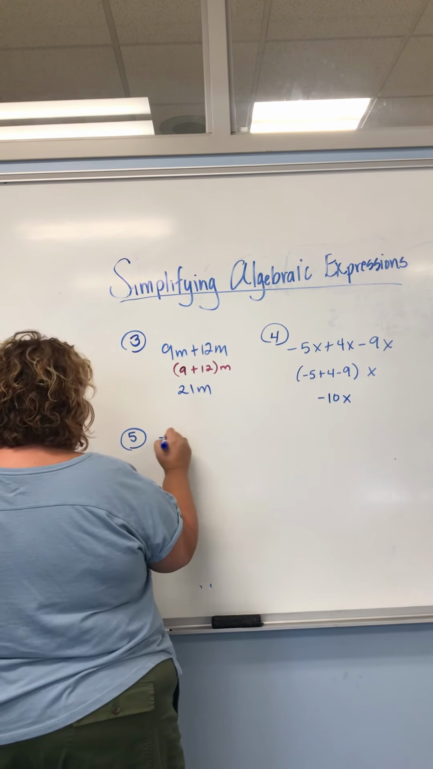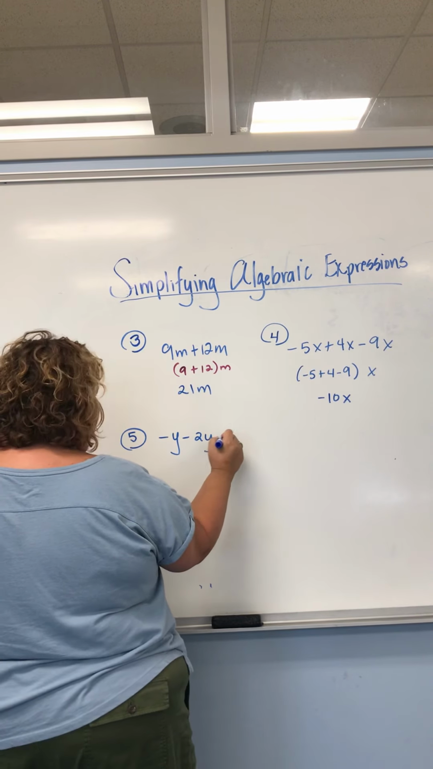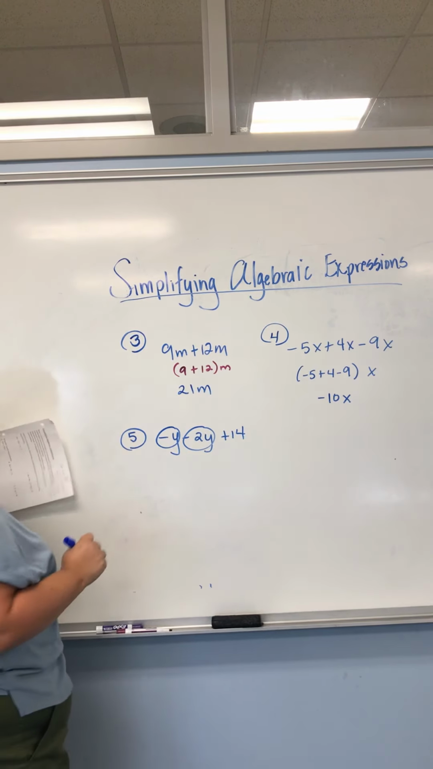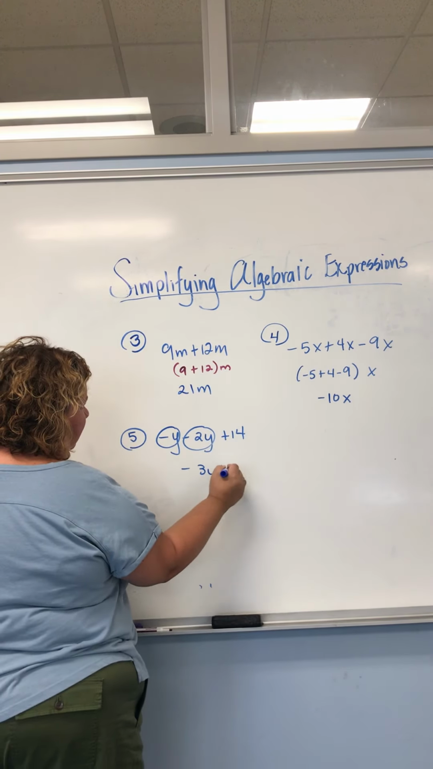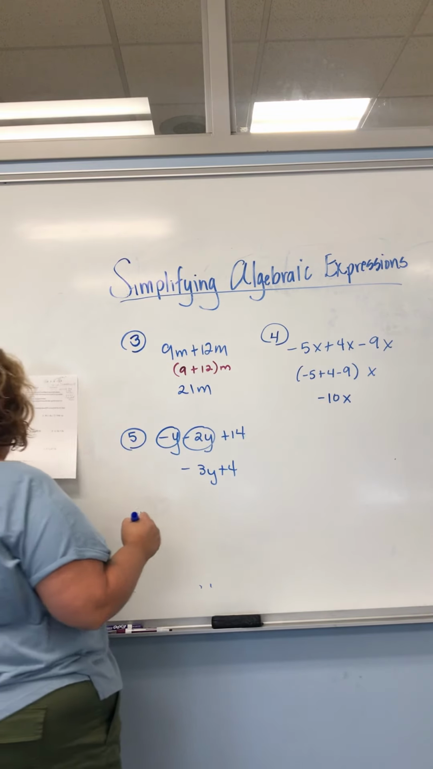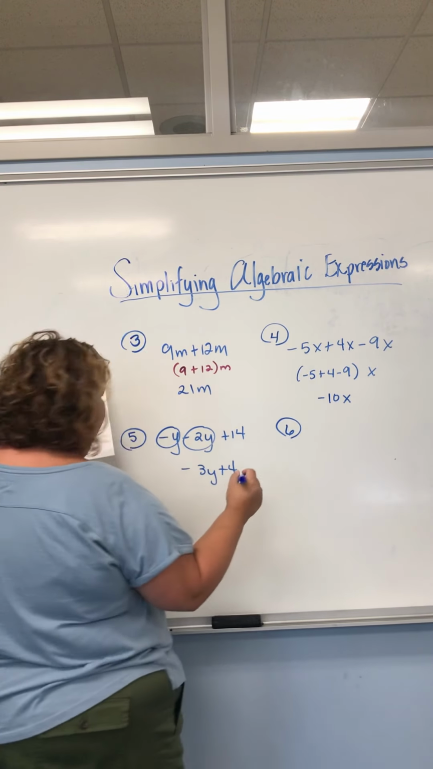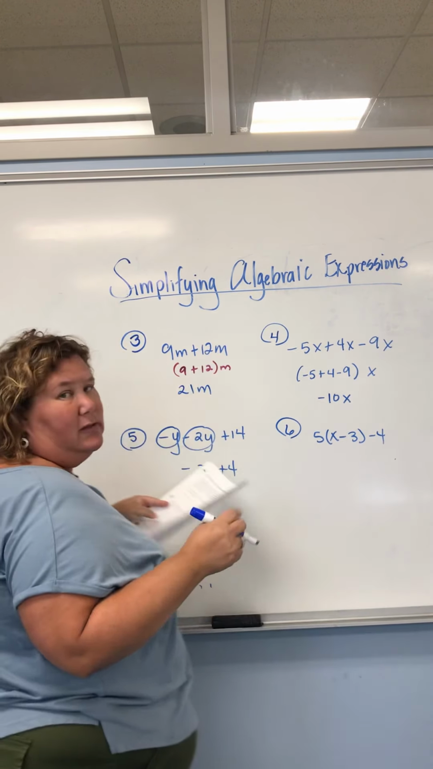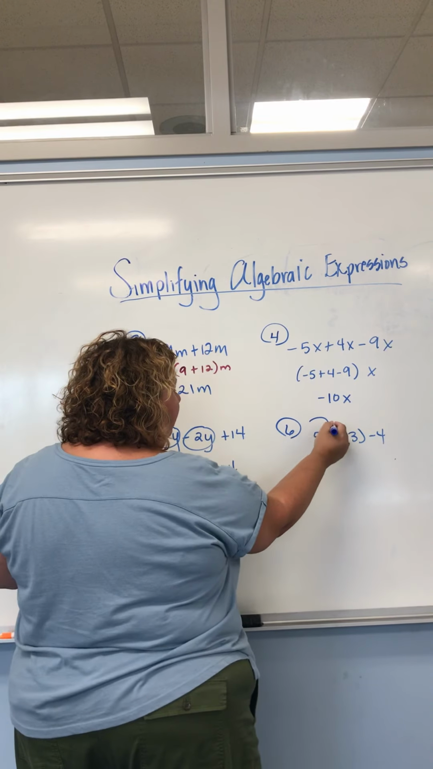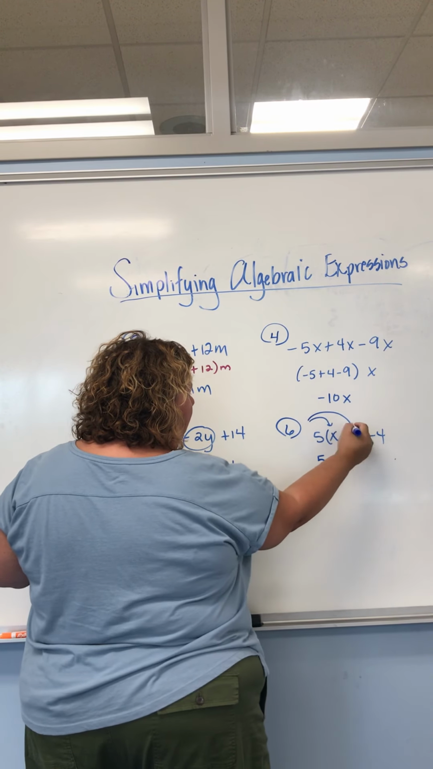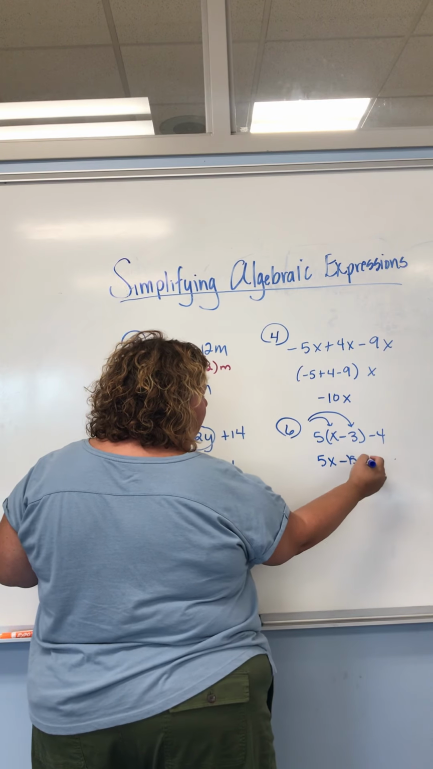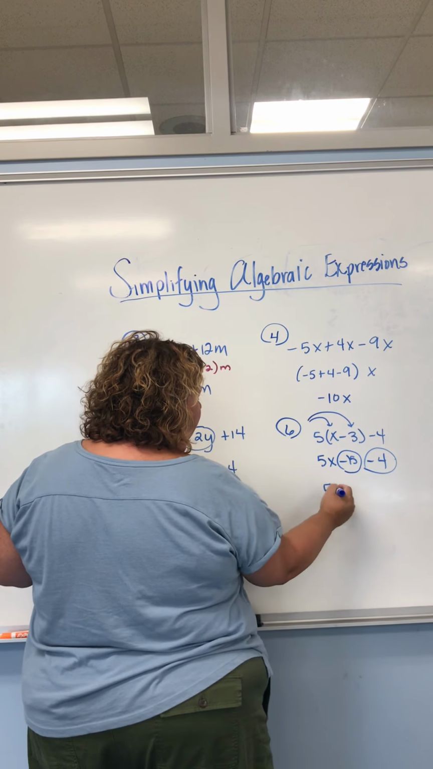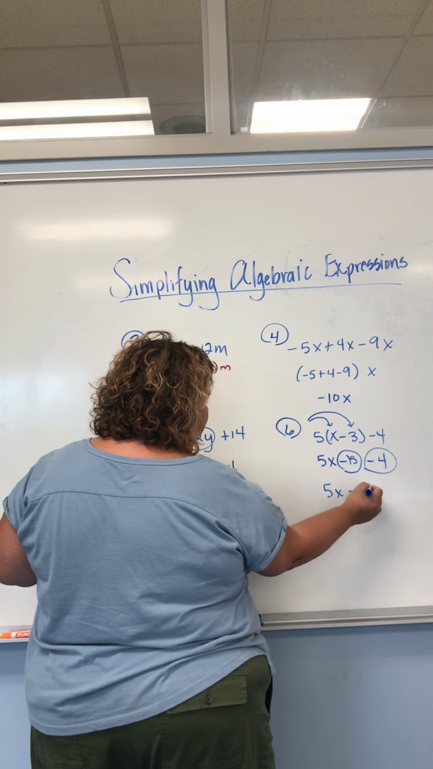Number 5, negative y minus 2y plus 14. These are like terms. So I have negative y minus 2y is negative 3y plus 4. Number 6, 5 times x minus 3 minus 4. So now I'm throwing in some distributive property. Distribute that 5. 5 times x is 5x. 5 times negative 3 is negative 15 minus 4. This and this are like terms. 5x, negative 15, negative 4 is negative 19.